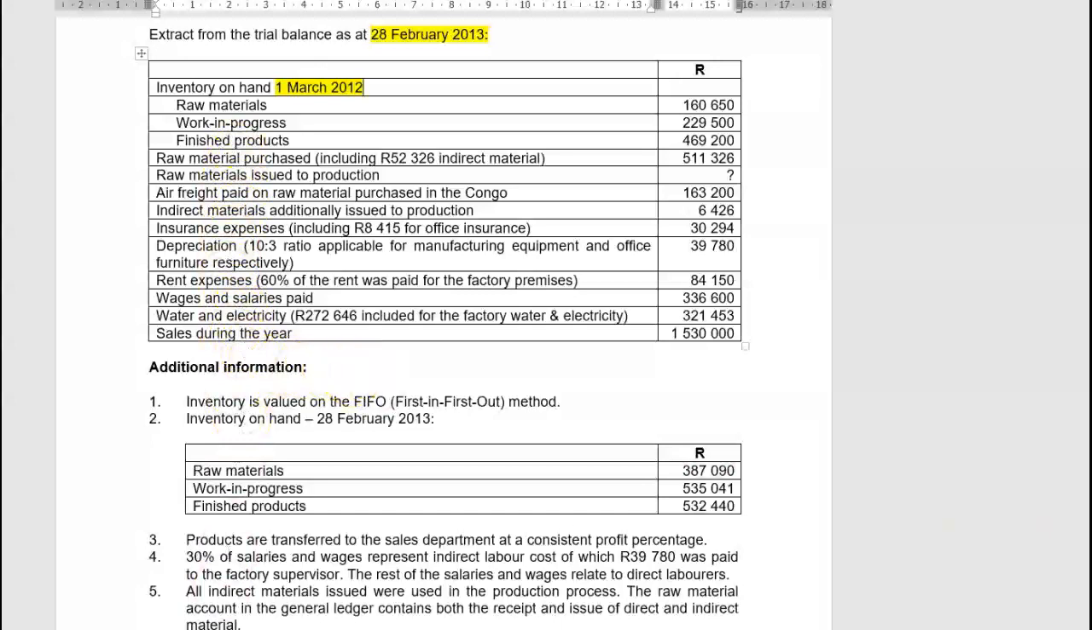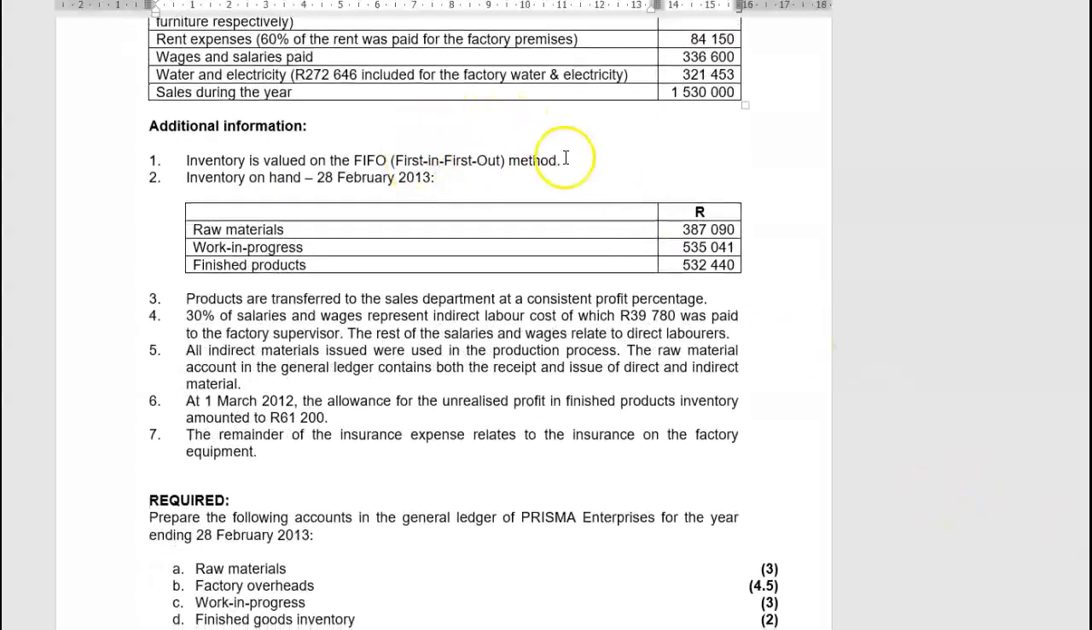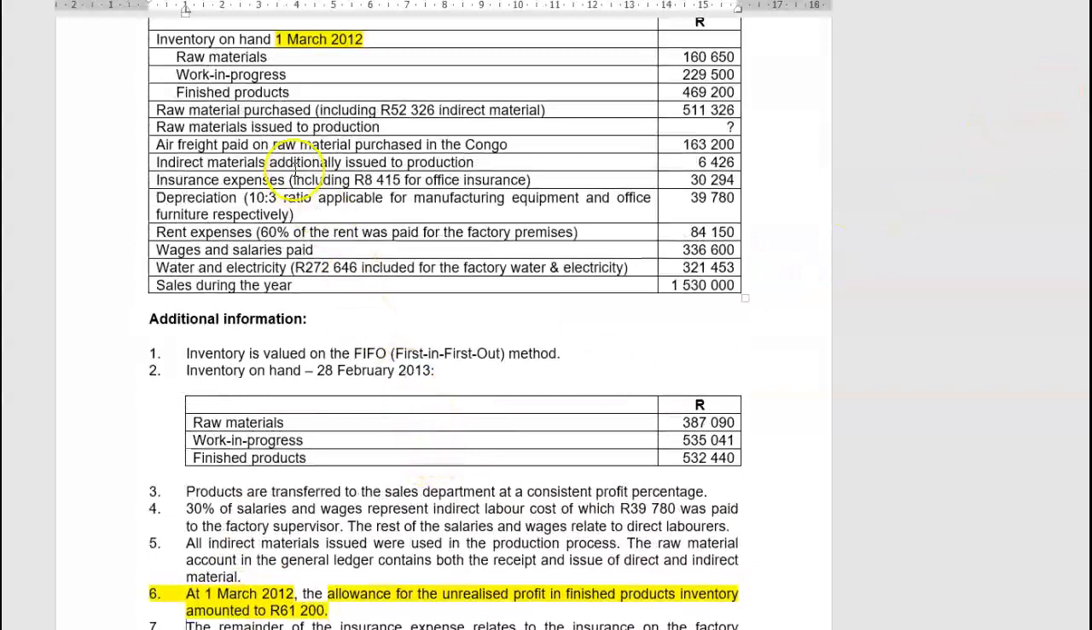They give us additional information. They tell us inventory is valued on the first in, first out method. Inventory on hand as at 28 February 2013, so this is closing balances. They say products are transferred to the sales department at a consistent profit percentage. And in number 6 they tell us at 1 March 2012, we're still at the beginning of the year, the allowance for unrealized profit in finished products inventory amounted to 61,200. So here in number 3, they don't give us the unrealized profit percentage, but we can calculate that.